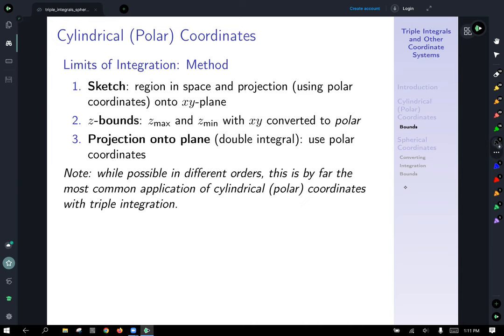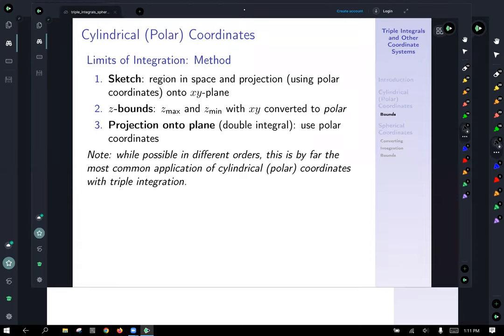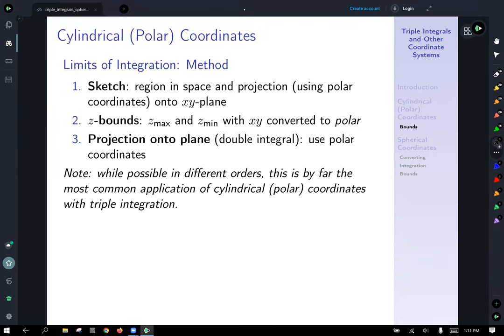Once you have your sketch, then I tackle the z bounds. As before, we've just converted the x and y terms into polar. We're still going to have z max and z min as that vertical line segment that we saw with triple integrals in rectangular coordinates. Then it becomes the task of using polar coordinates for the projection onto the polar plane, which is the same thing we've been doing with double integrals using polar coordinates.